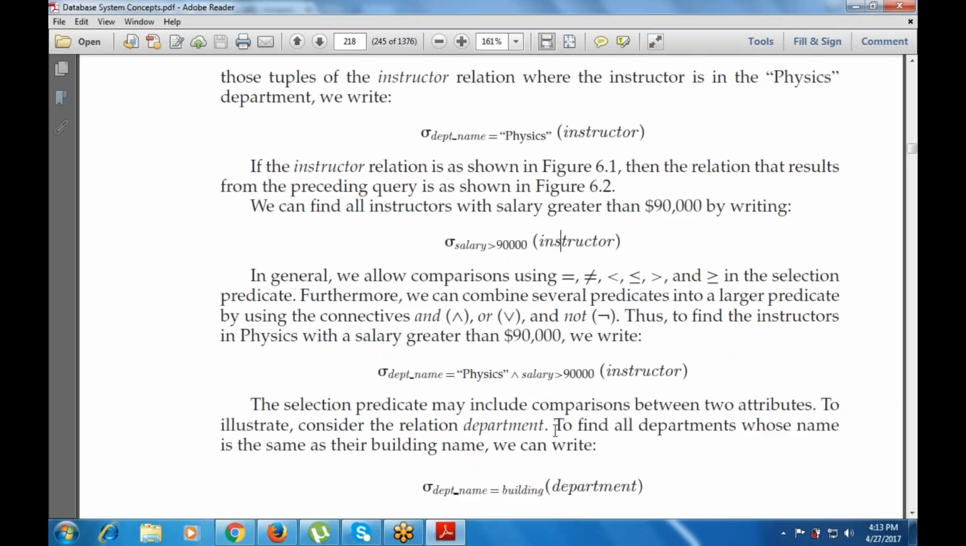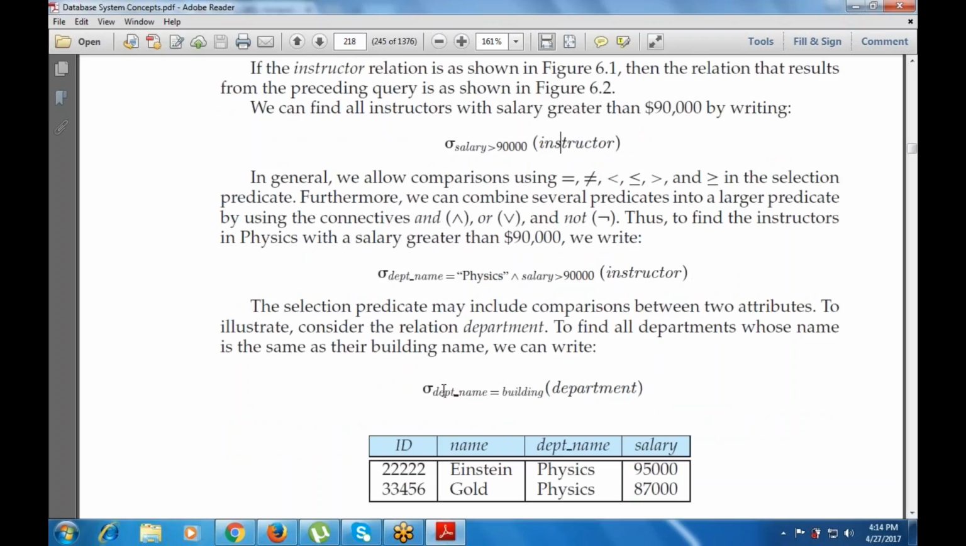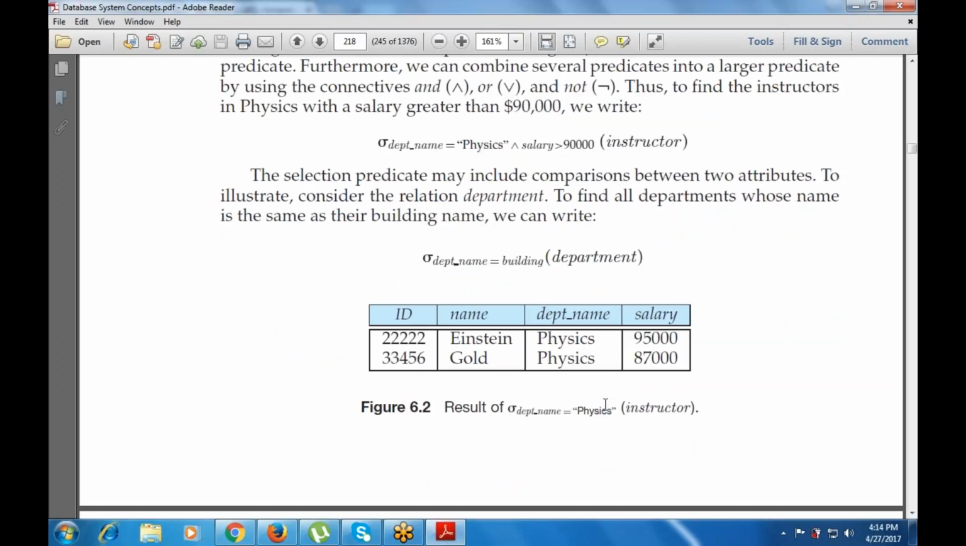The selection predicates may include comparison between two attributes. To illustrate, consider the relation department, and to find all the departments whose name is the same as the building name, we can write department name equals building, from the department table. That means only display the departments whose name is the same as the building.